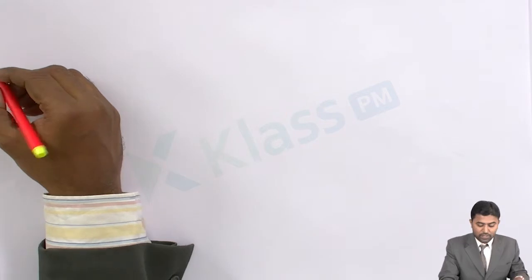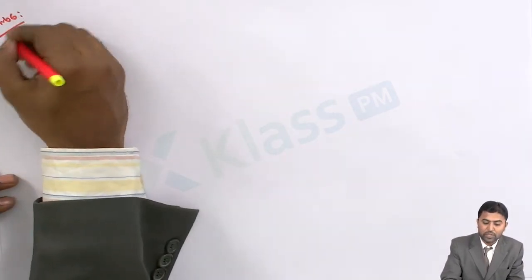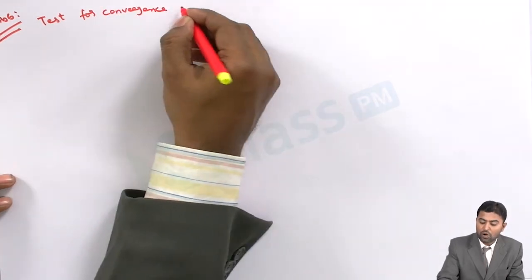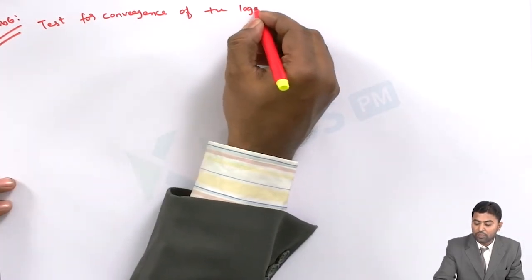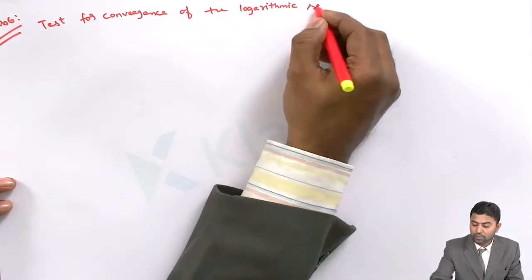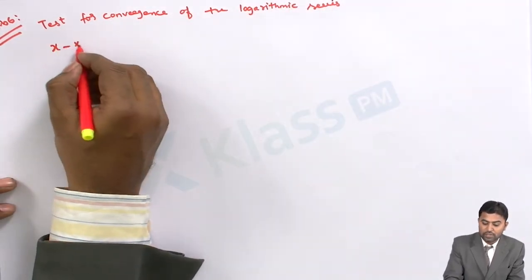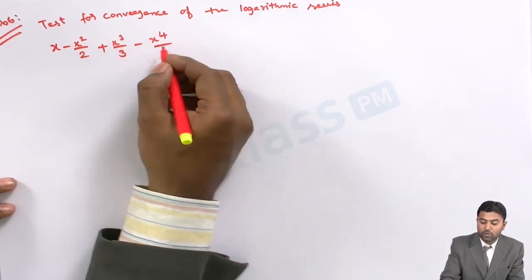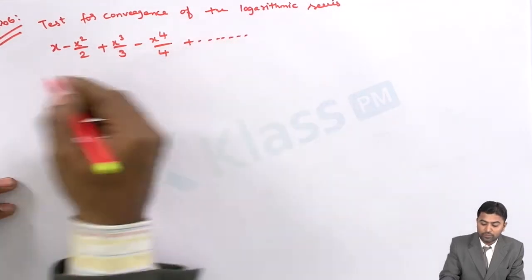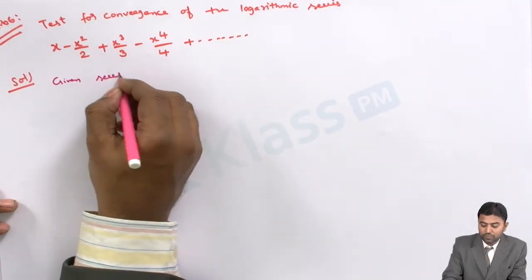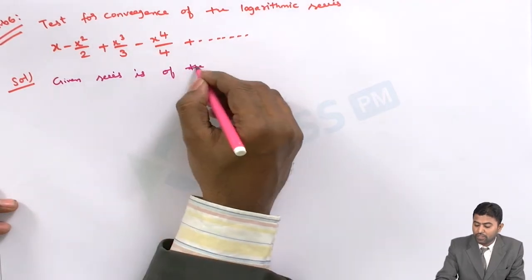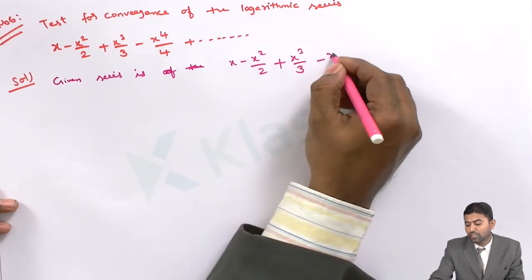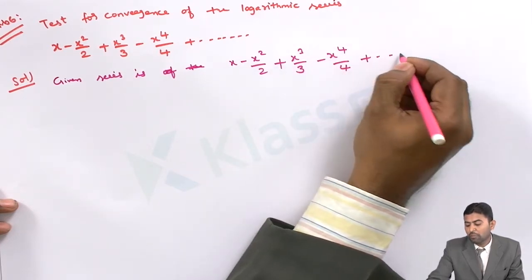Okay, problem 6. Test for convergence of the logarithmic series x minus x square by 2 plus x cube by 3 minus x power 4 by 4 plus and so on. So the given series is x minus x square by 2 plus x cube by 3 minus x power 4 by 4 plus and so on.